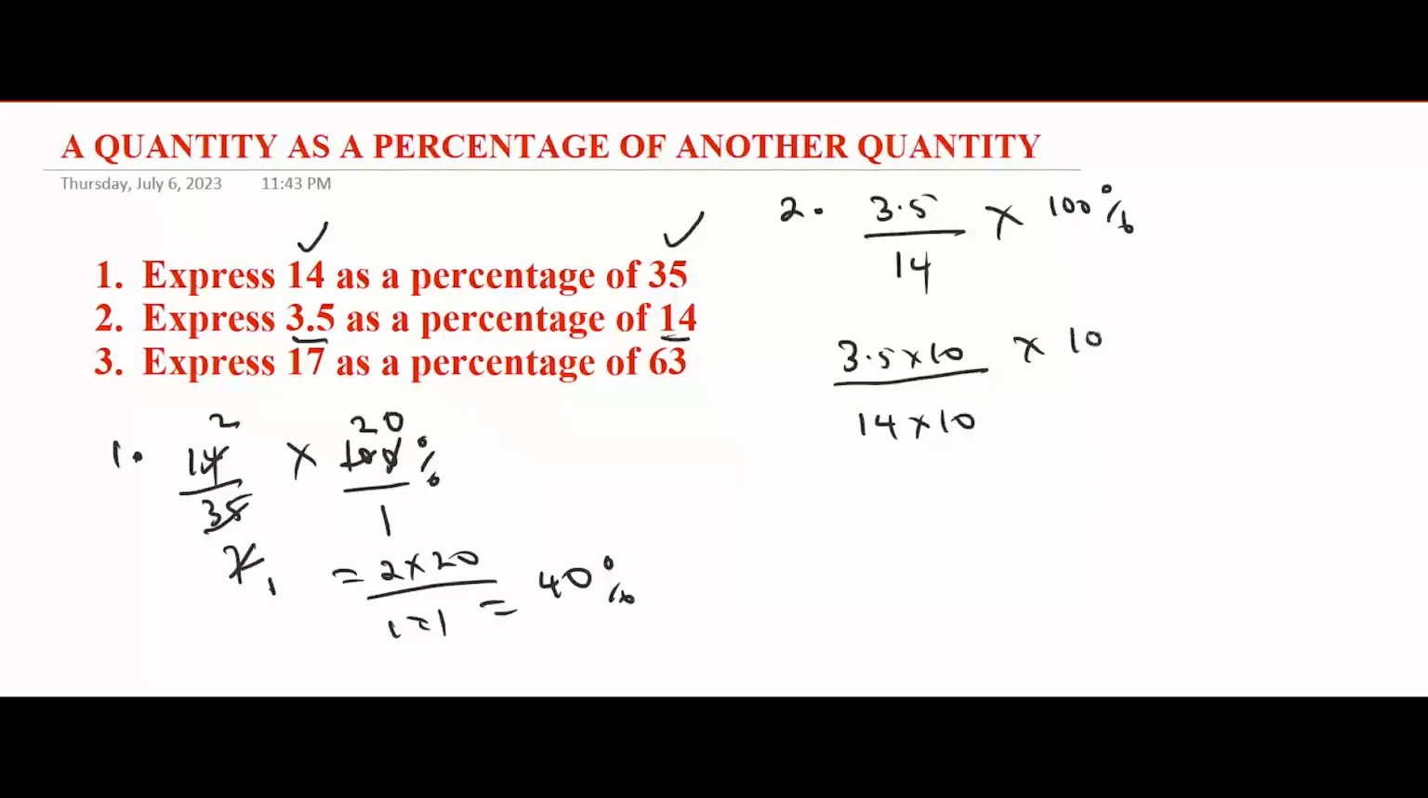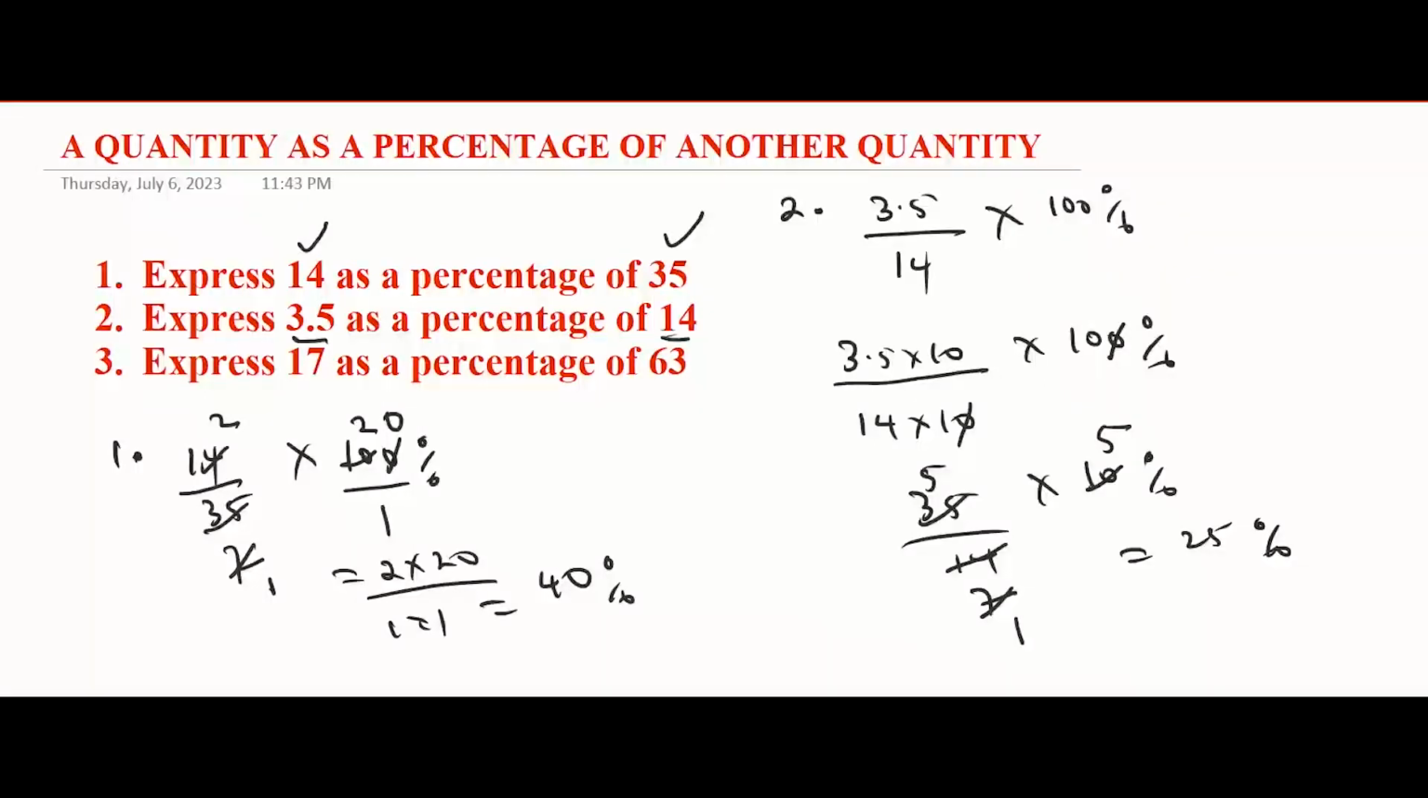Then times 100%. Okay, so if you do this, the last zero will cancel the last zero here. If you multiply 3.5 by 10, you have 35 out of 14 left, then times 10%. So 2 can go in 14 7 times, 2 goes in 10 5 times, 7 goes in 7 once, 7 goes in 35 5 times. So that means we have 5 by 5 left. So that will be 25%.